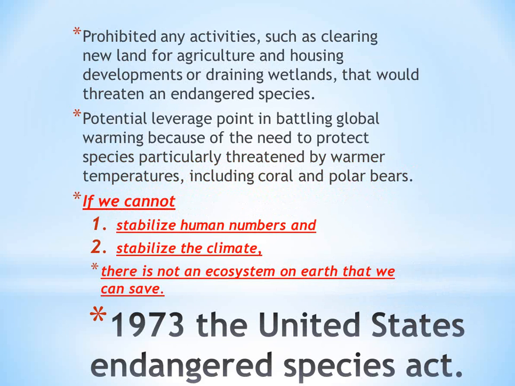1973: The United States Endangered Species Act prohibited any activities, such as clearing new land for agriculture and housing developments or draining wetlands, that would threaten an endangered species. Potential leverage point in battling global warming, because of the need to protect species particularly threatened by warmer temperatures, including coral and polar bears. If we cannot stabilize human numbers and stabilize the climate, there is not an ecosystem on Earth that we can save.